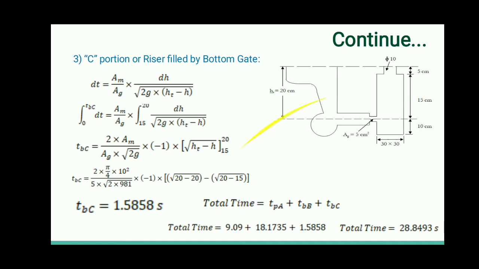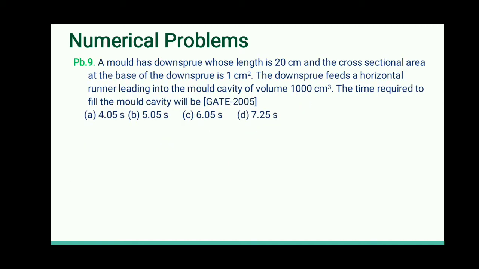Next problem was asked in GATE 2005. So let's start. A mold has a down sprue. I am also using one figure for all the problems that have been asked. I am using this figure because through this you can understand very easily what the sprue is, what its height is, and what cross sectional area is given to you. So that will be simple in calculation.